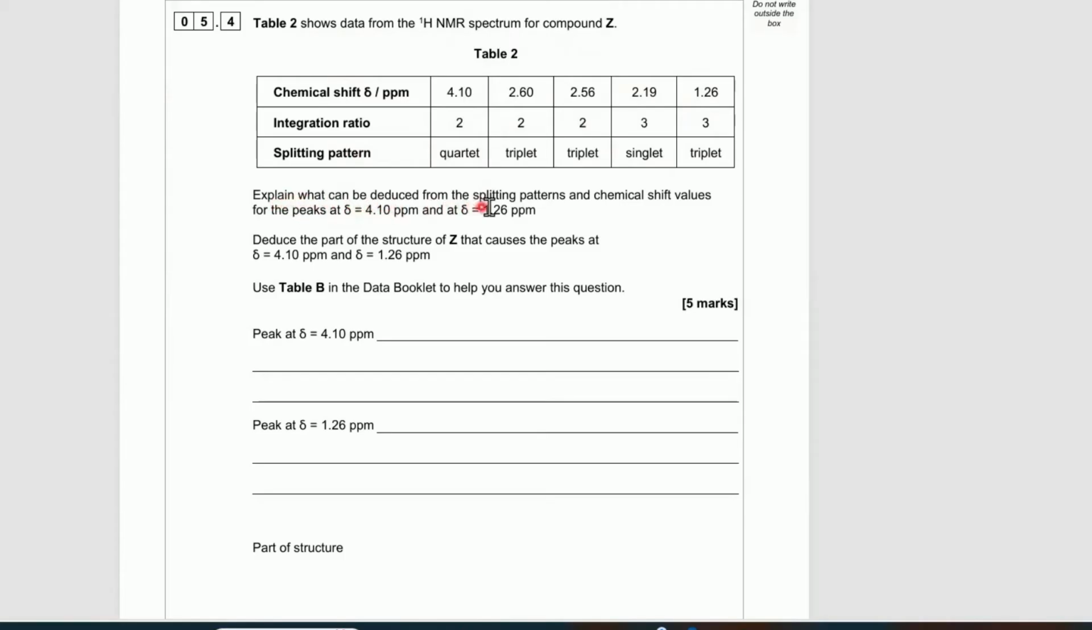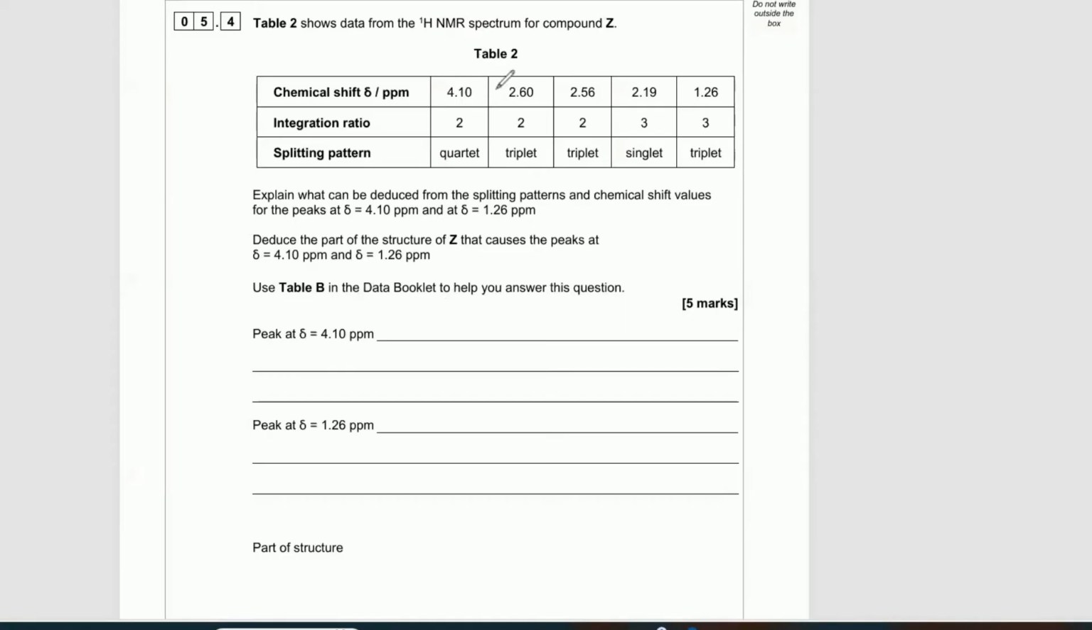Explain what can be deduced from the splitting patterns and the chemical shift values for the peaks at 4.10 and at 1.26. So we're looking for our peaks at 4.10 and 1.26 and what can be deduced from that. It then says deduce the part of the structure Z that causes these peaks. So that's going to be the fifth mark: 2 marks for explaining 4.10 and 1.26, and then one extra mark for putting them together to make the structure that causes those two peaks. It says use table B in the data booklet to help you answer this question.